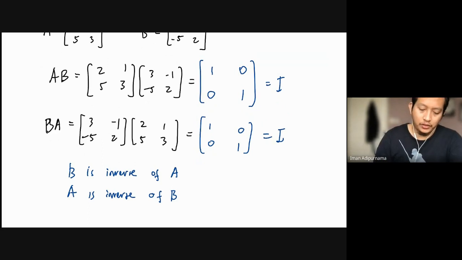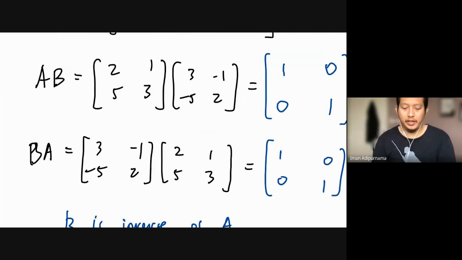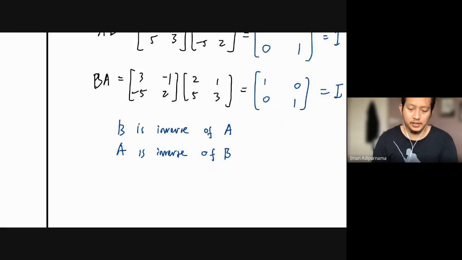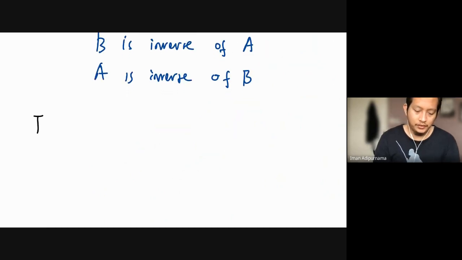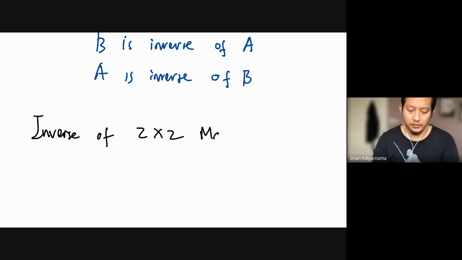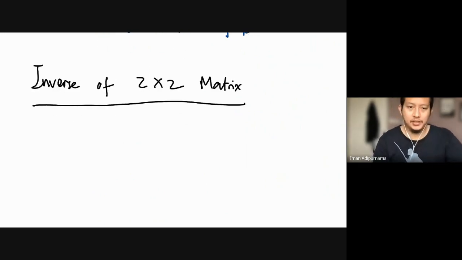So if we look here between A and B, of course there is something interesting behind the numbers and the order. Let's write this for a 2 by 2 matrix. So the inverse of a 2 by 2 matrix. We start from the simple one. Let me write just the definition first and what the formula of the inverse is.